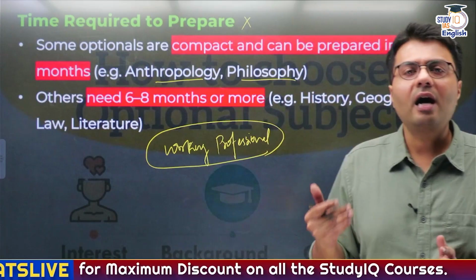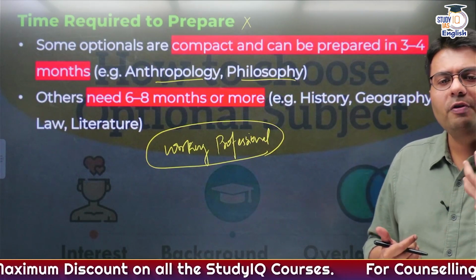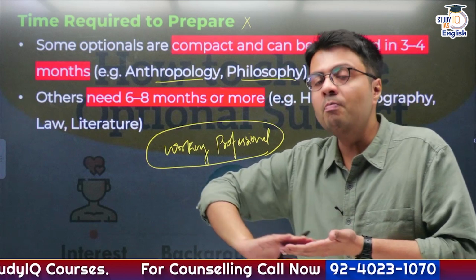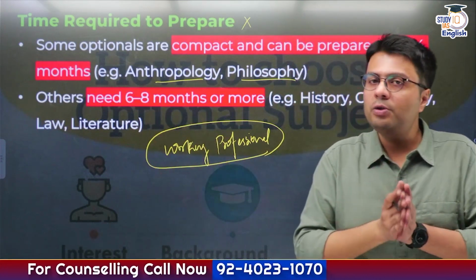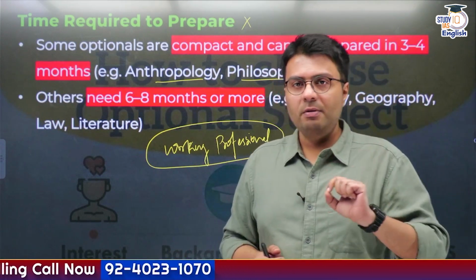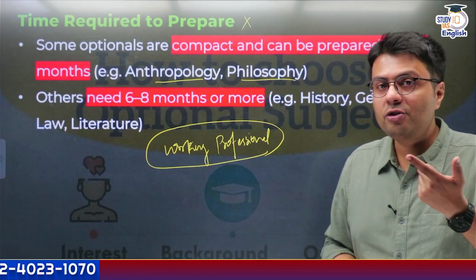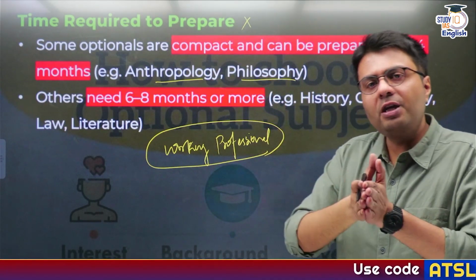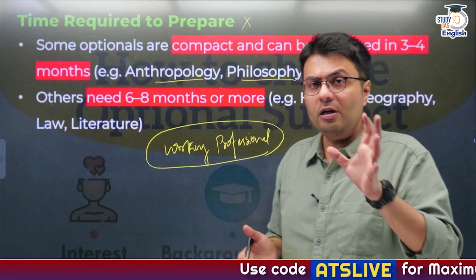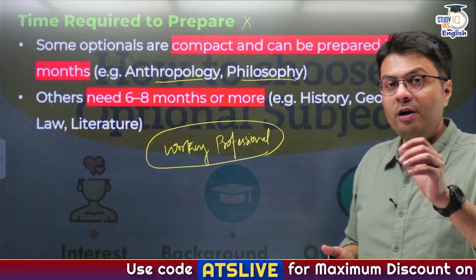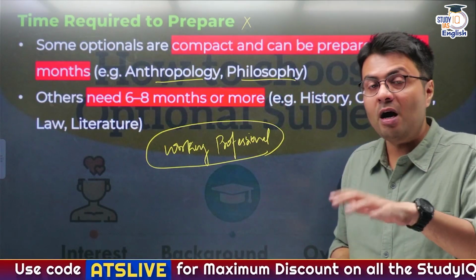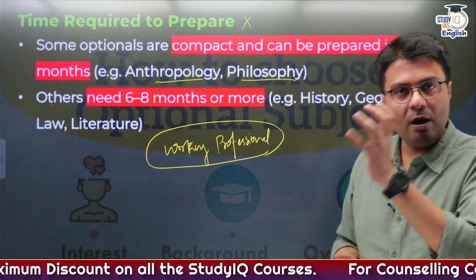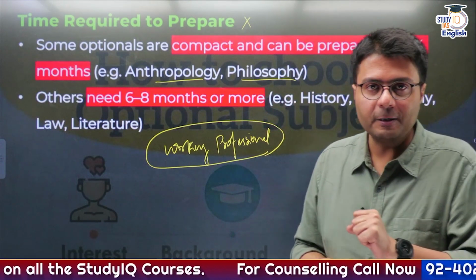But on the other hand, there are many subjects like history, geography, PSIR, law, etc., which require you to spend more time, as much as 6 to 8 months. So please keep that in mind. If you have a time crunch, if you're a working professional, then only consider picking up an optional which requires a lesser amount of time. But if you're a student in college, or you're preparing for this exam full time after leaving your job, then you shouldn't give more importance to this particular factor.